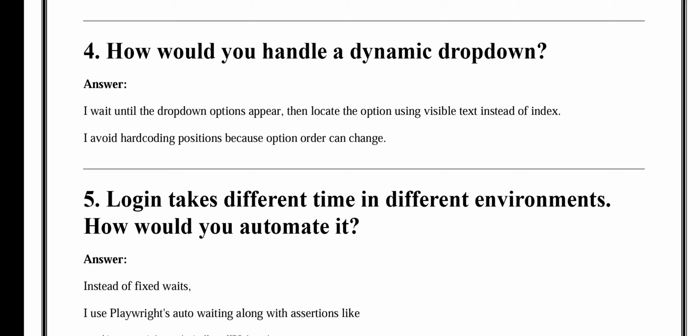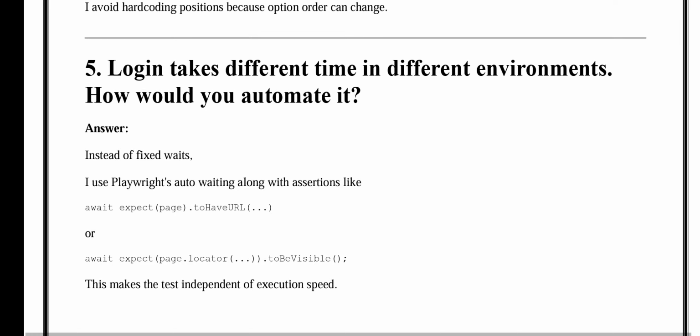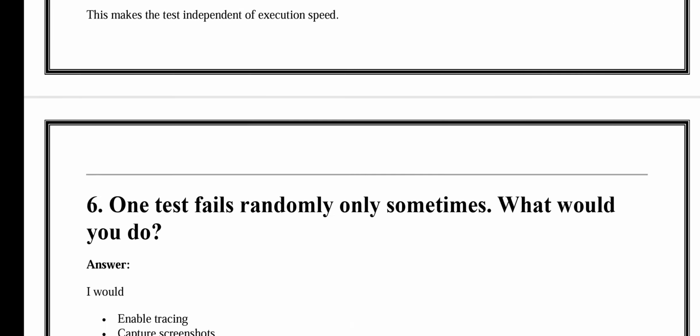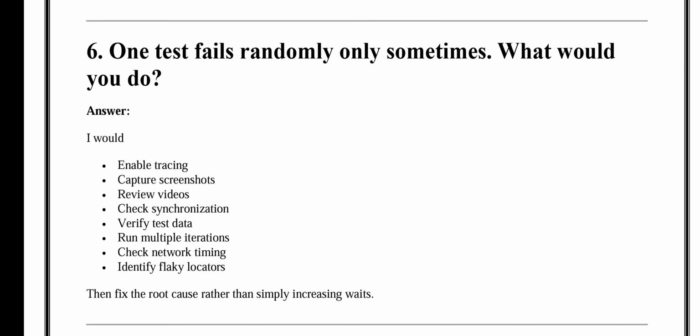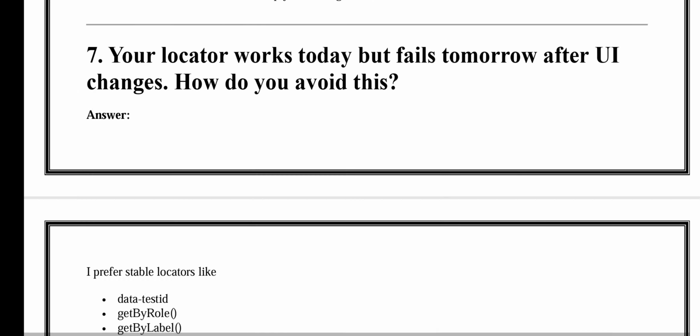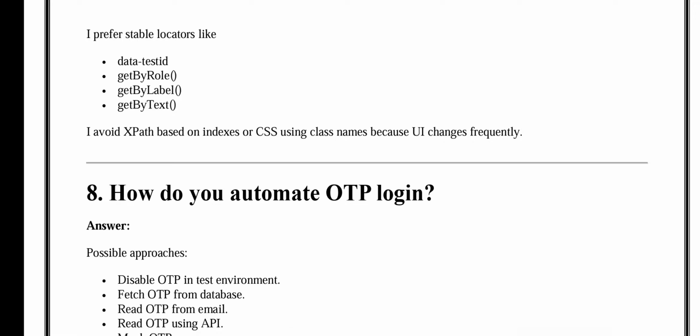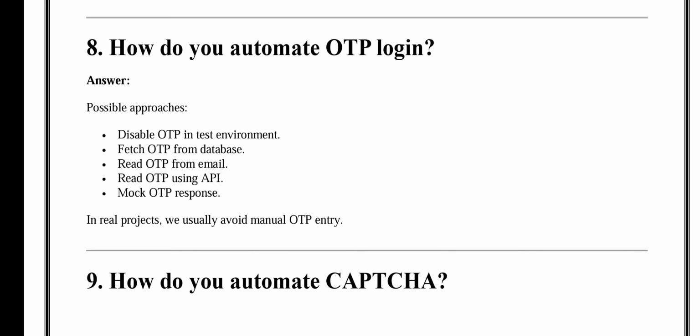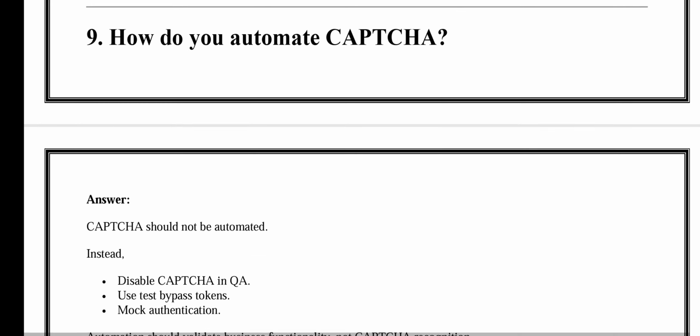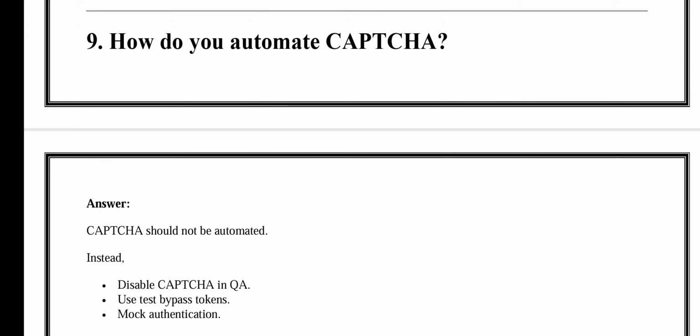And the next question goes like, how would you handle a dynamic drop down? Fifth question is about login takes different time in different environments. How would you automate? One test fails randomly only sometimes. What would you do? Your locator works today but fails tomorrow after UI changes. How do you avoid this? How do you automate OTP login? How do you automate CAPTCHA?